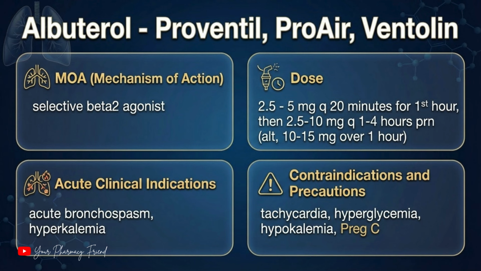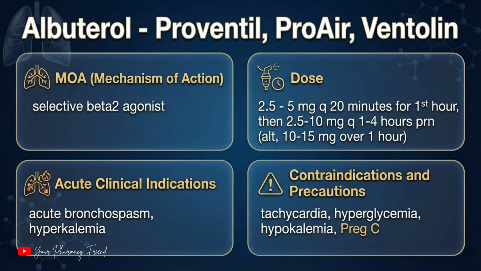For nebulized therapy in acute bronchospasm, the typical dose is 2.5 to 5 mg administered every 20 minutes during the first hour of treatment. After the initial hour, dosing may be adjusted to 2.5 to 10 mg every 1 to 4 hours as needed, depending on the patient's response and severity of symptoms. An alternative approach in severe cases is continuous nebulization, where 10 to 15 mg may be administered over a 1-hour period. Now moving to the acute clinical indications.